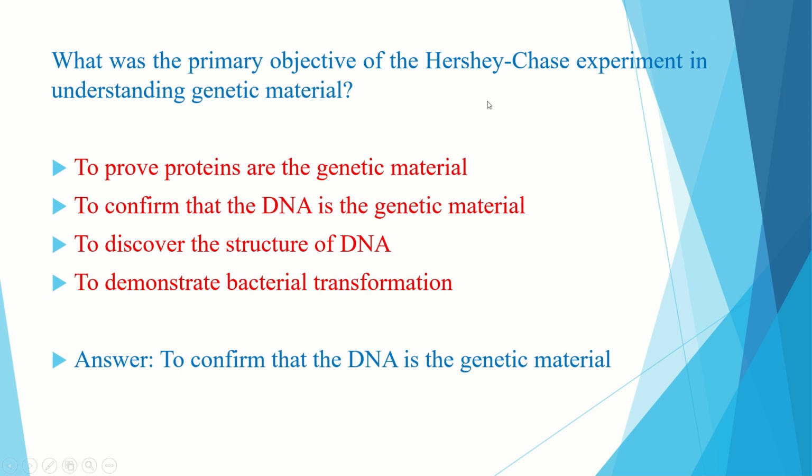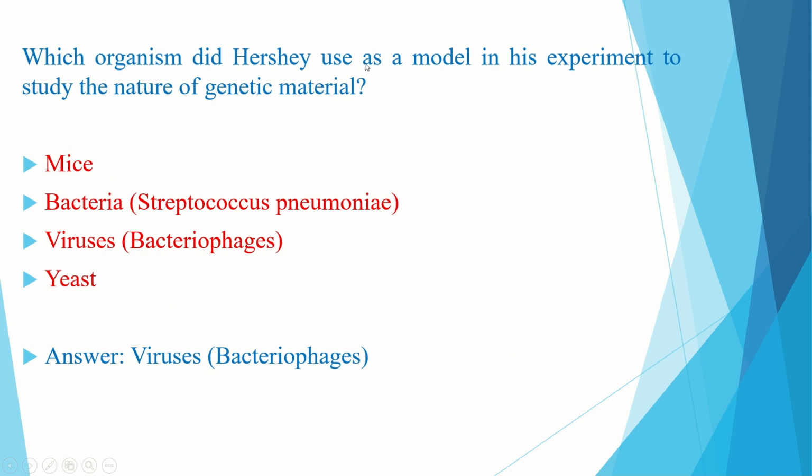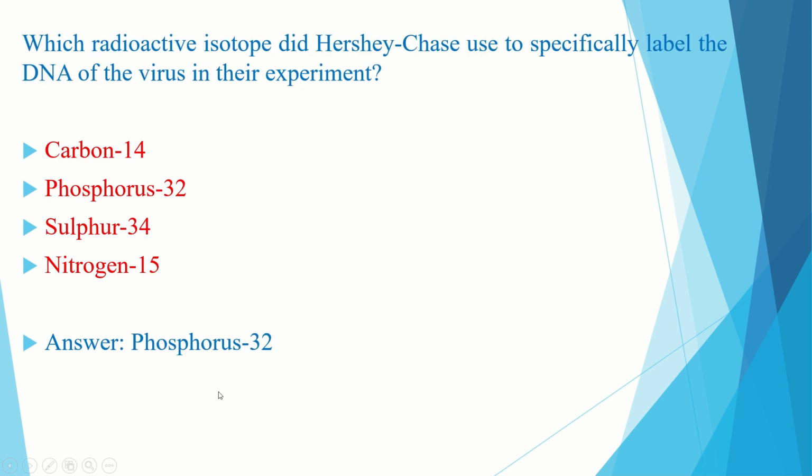What was the primary objective of the Hershey-Chase experiment in understanding genetic material? To prove proteins are the genetic material, to confirm that the DNA is the genetic material, to discover the structure of DNA, to demonstrate bacterial transformation. Answer is to confirm that the DNA is the genetic material. Which organism did Hershey use as a model in his experiment to study the nature of genetic material? Mice, bacteria, viruses, yeast. Answer is viruses.